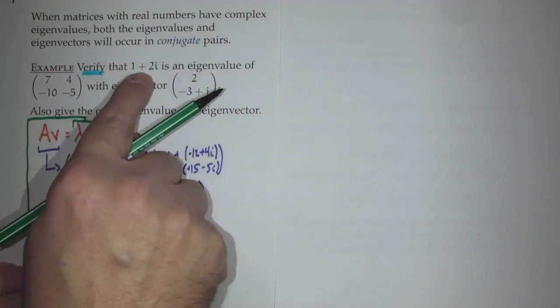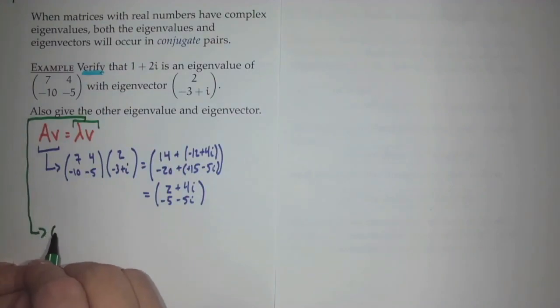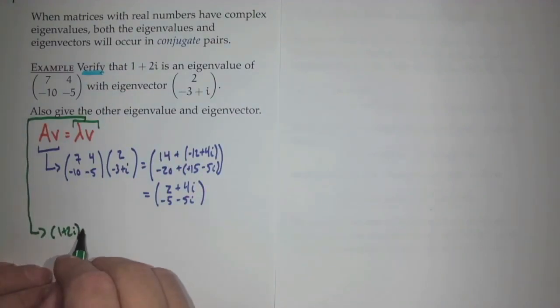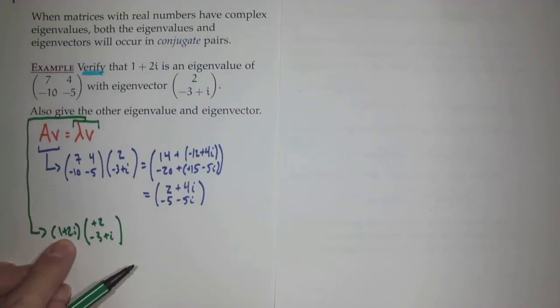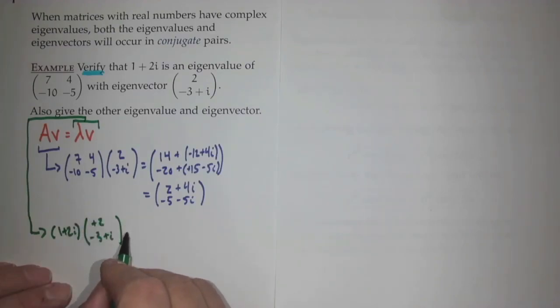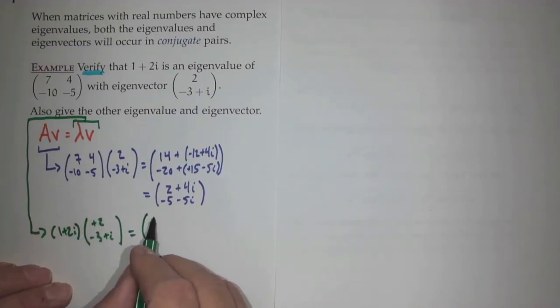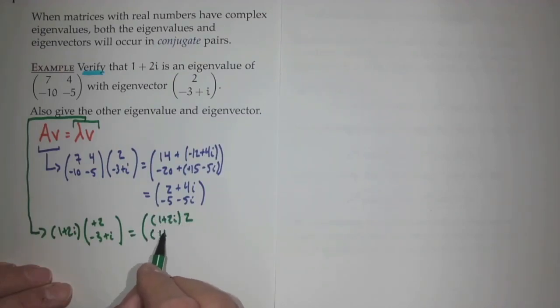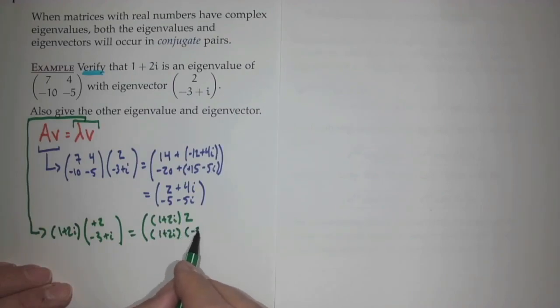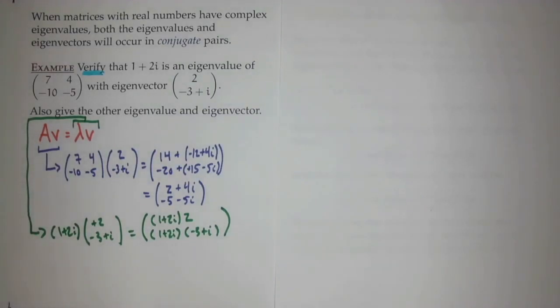So lambda should be 1 plus 2i, and then v is (2, -3 + i). This lambda is acting like a scalar, which means you multiply both entries by that quantity. So we have 1 plus 2i times 2, and 1 plus 2i times negative 3 plus i. Well, the first one I don't think is too bad. 1 plus 2i times 2?